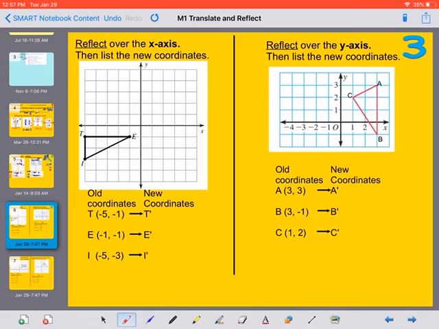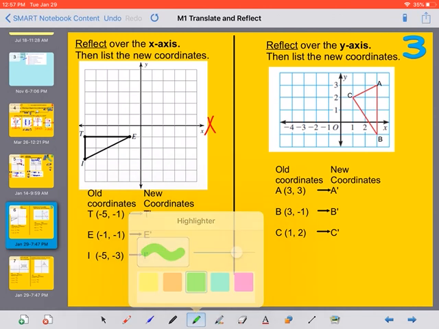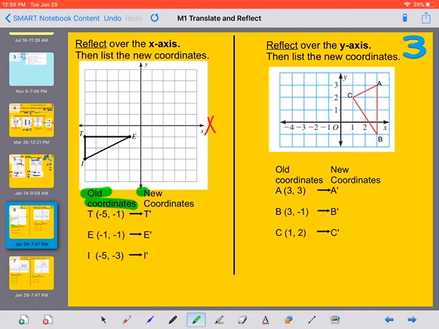So let's flip to the back side, and we need to move some figures ourselves. It says reflect over the x-axis. So here's our x-axis. Then it says list the new coordinates. So down here we have the old coordinates. We need to list the new coordinates, x, y.